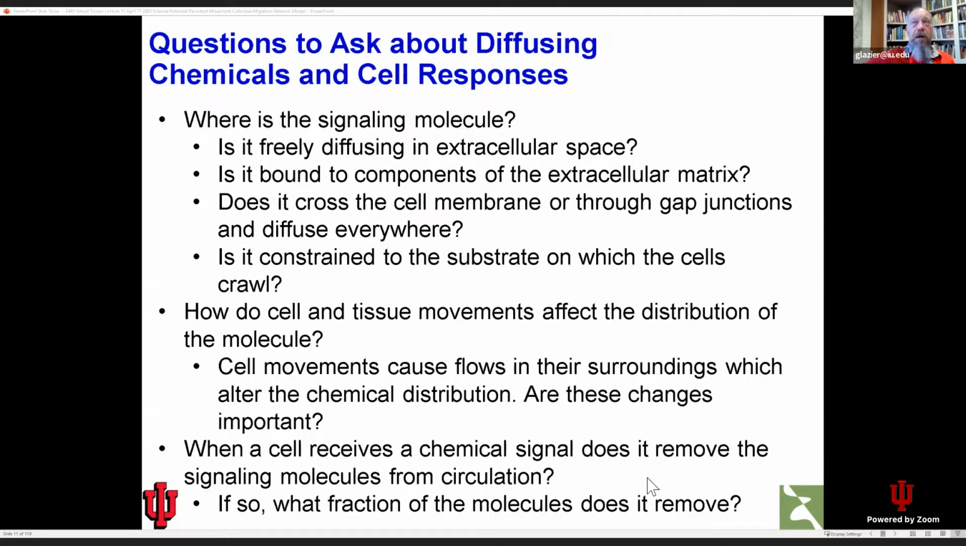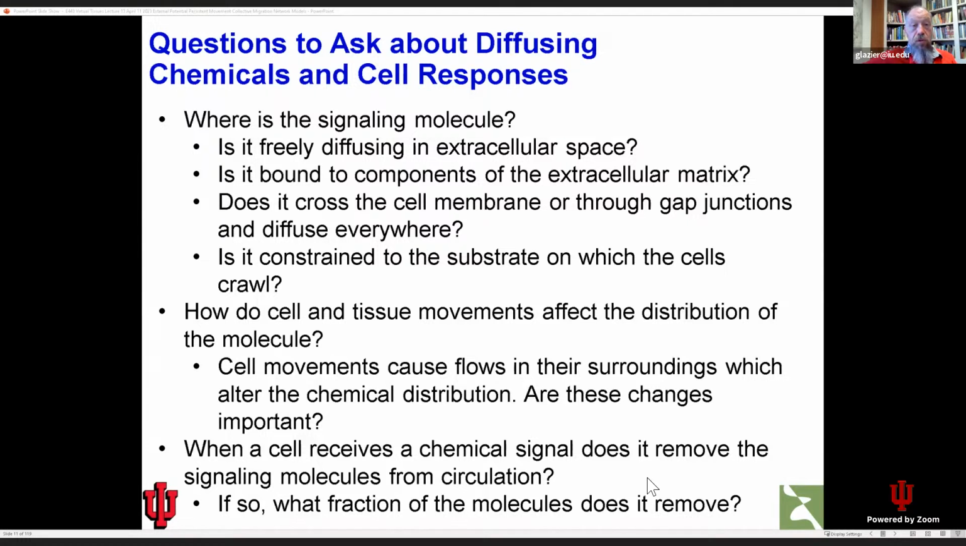And so if we're thinking about chemicals and cell responses, to begin with, you might ask the question, where is the chemical? Is it diffusing freely everywhere? Is it diffusing freely in the extracellular space? Is it bound to the extracellular matrix the way it was in our self-constructed gradient example? Can it cross the cell membrane or not? Is it attached to a substrate in some way? Or is it in 3 dimensions?